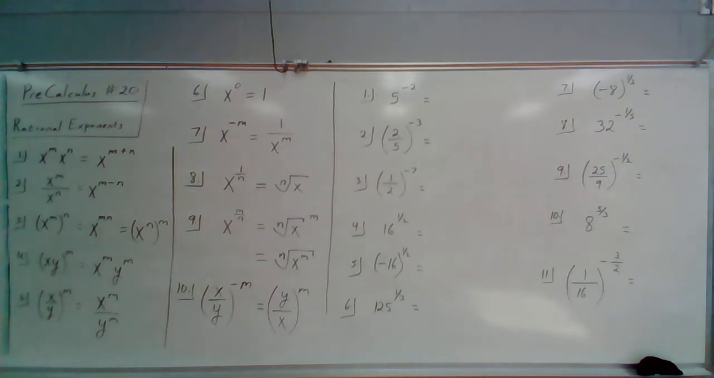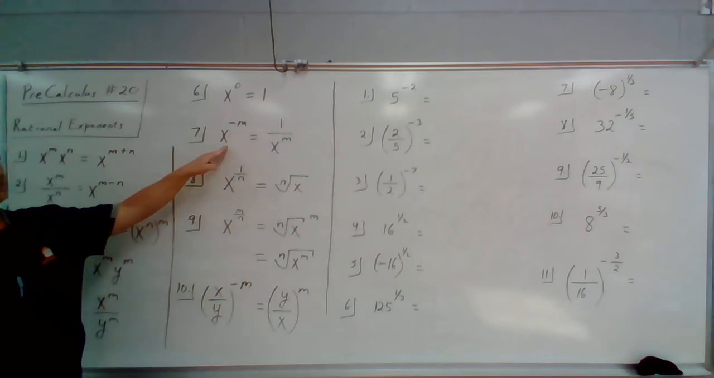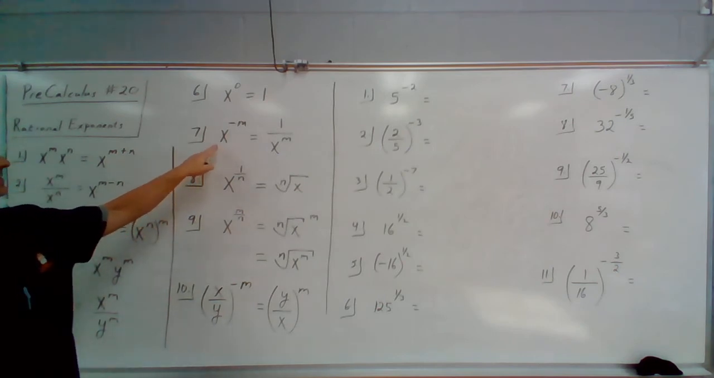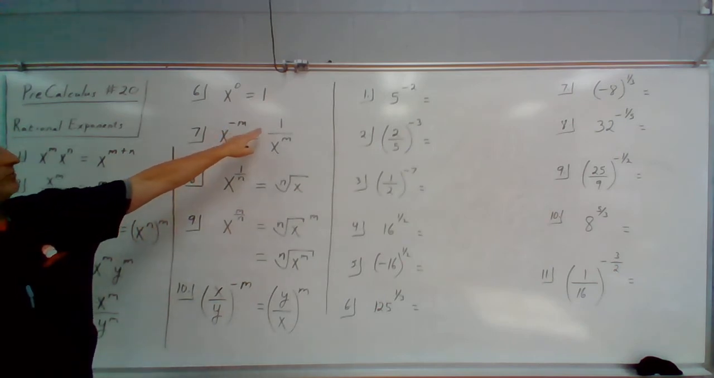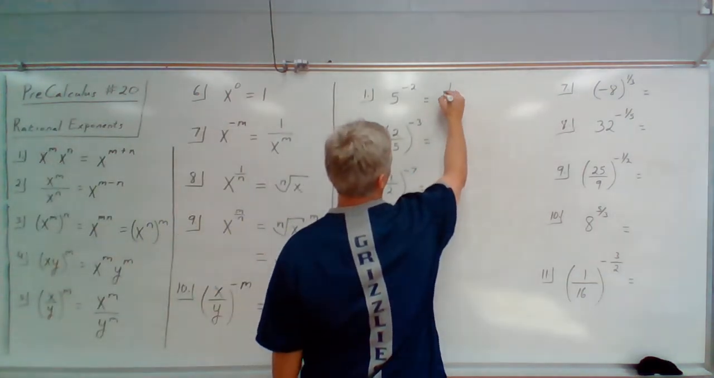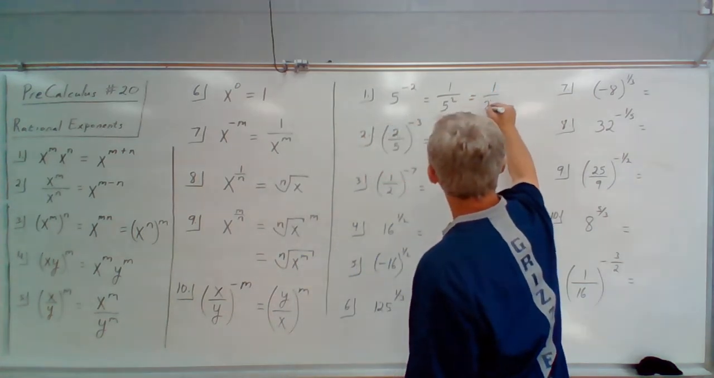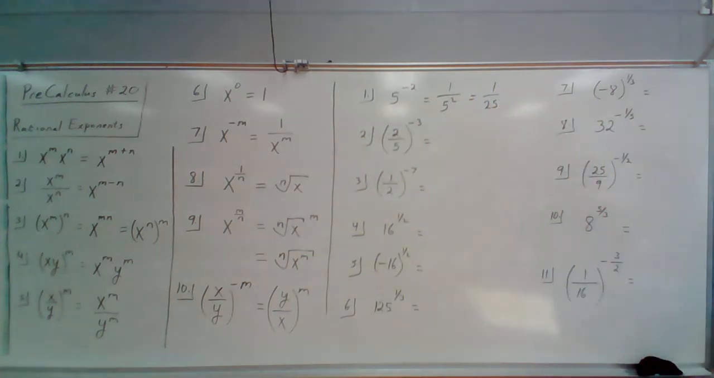All right, so number one, we have 5 to the negative second power. So which rule applies there? Well, that's rule number 7. 5 to the negative second will be 1 over 5 squared. So that's 1 over 5 squared. That would be 1 over 25.